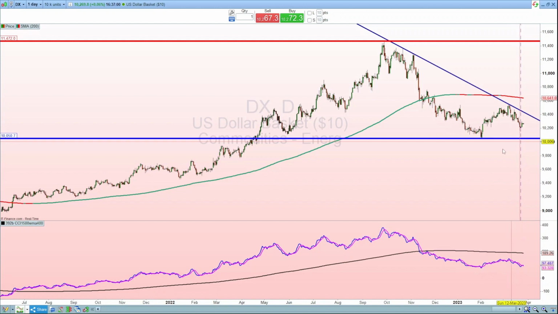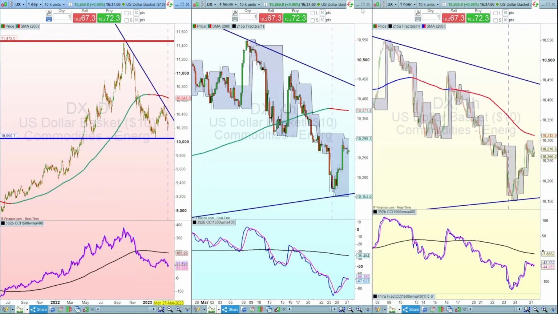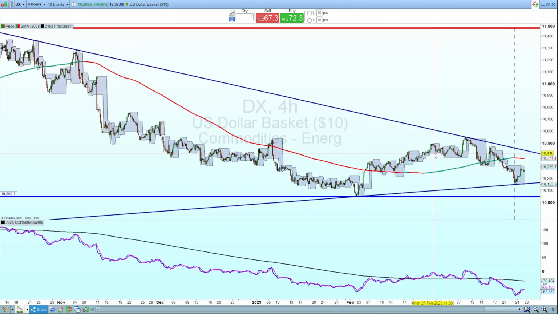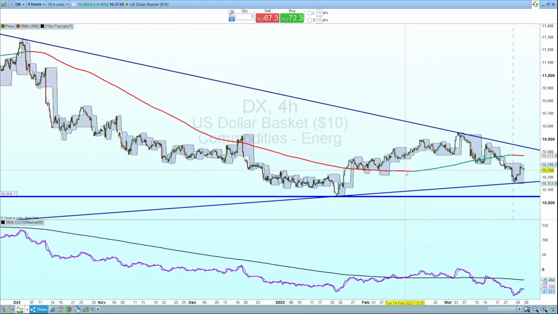We'll look at the 4 hour and the hourly charts, but I've also got this diagonal descending trend line. So there's a possibility it may break above that. But at this point, we're looking primarily at more shorting positions. Let's look at the 4 hour chart next. And again, closer time frame.